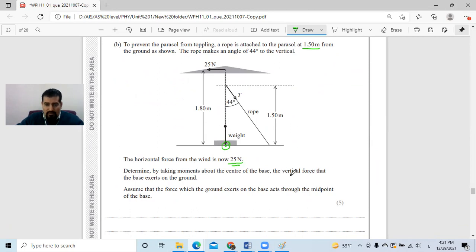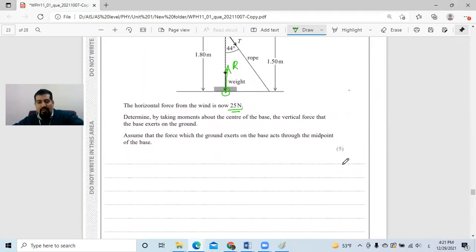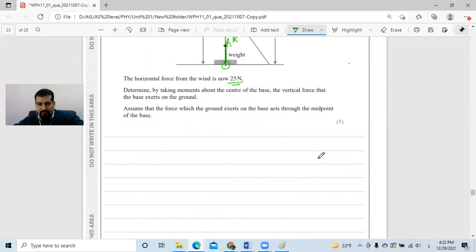The vertical force that the base must exert on the ground. How much is the vertical force upward that the base must exert on the ground? They ask about this force, R. Assume that the force the ground exerts on the base acts through the midpoint of the base, which means it doesn't make any moment. 5 marks.